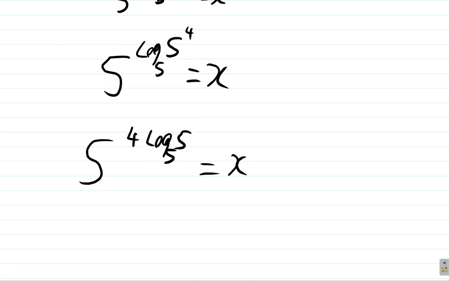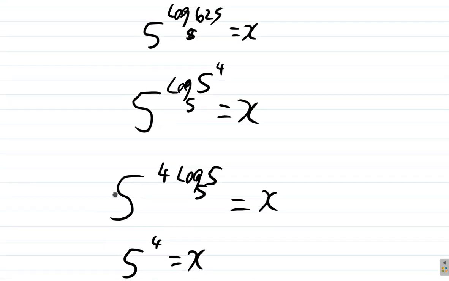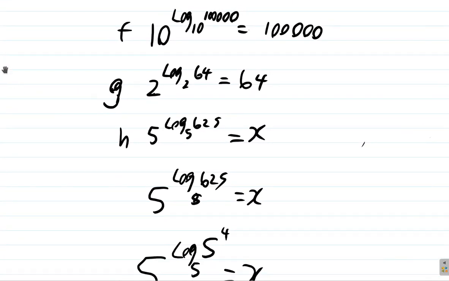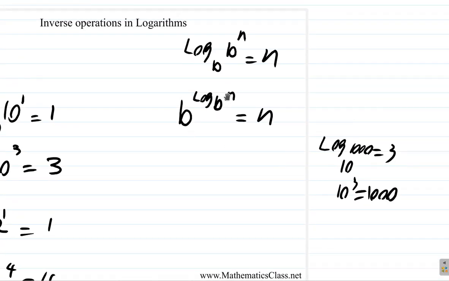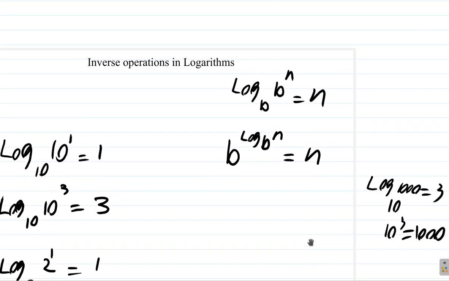You can try it and see. Change it to index form and you'll see. So 5 to the 4 times 1, which is 4, equals x. So x is 5 to the 4th, which is 625. So we're saying 5 to the log of 625, where the base is 5, is 625. b to the log of n, where the base is b, equals n. Alright, good. So these are what I call inverse operations.